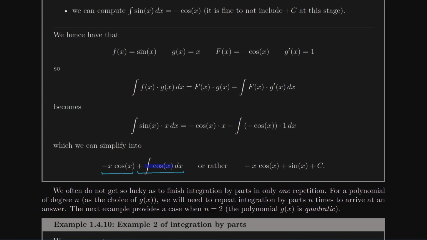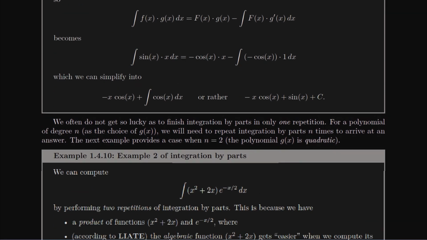And we know how to integrate cosine x. Just go back to the table. We find out that that is equal to sine of x. So it turns out that the overall integral, the original one we wanted to compute, integral x sine x dx, is equal to negative x cosine x plus sine x plus c. That's kind of the classic case of integration by parts.